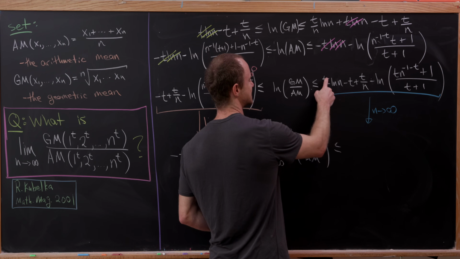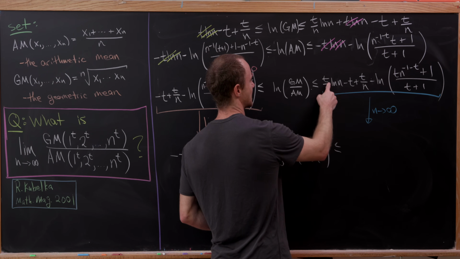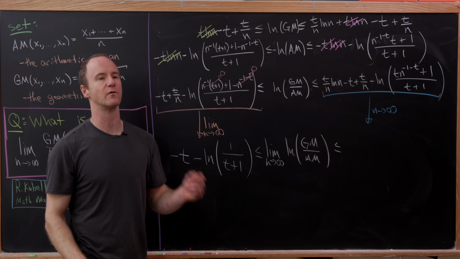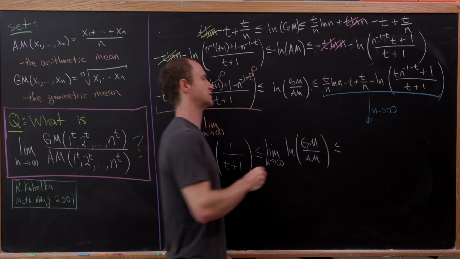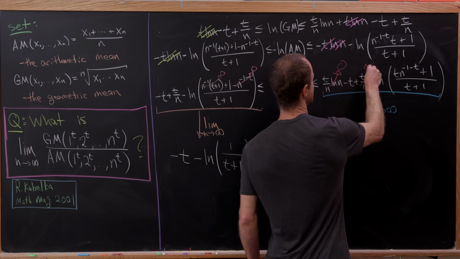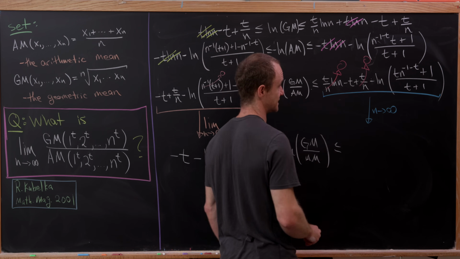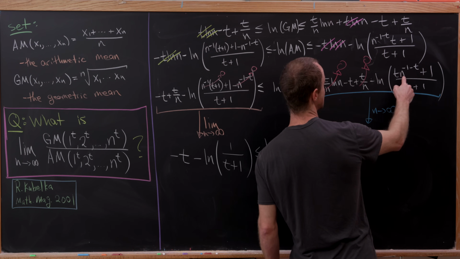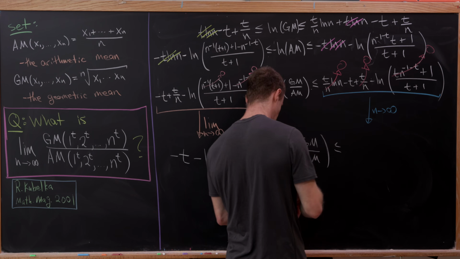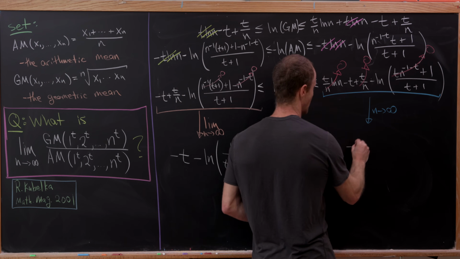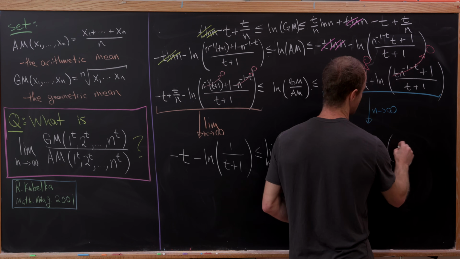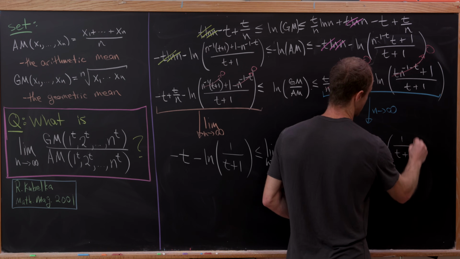So let's see, as t over n times natural log of n, what happens to that? Well, that actually requires a little bit of work, but it's pretty easy with L'Hopital's rule to see that this goes to 0. And then this t over n term will also go to 0. And then this t times n to the minus 1 minus t will go to 0 as well, leaving us again with minus t minus the natural log of 1 over t plus 1.